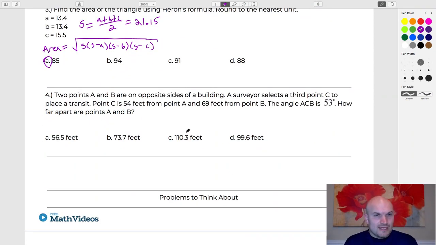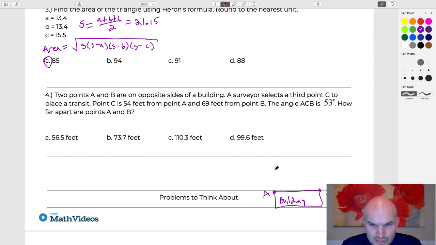All right, last one. Another word problem that now we got to figure out what the heck is going on. So it says 2 points are on opposite sides of a building. So let's draw a building. Now, it looks like this one might make sense if I'm looking from like a bird's eye view. So let's say here's the building. Okay, so let's call this A. And here's B. So 2 corners of a building.